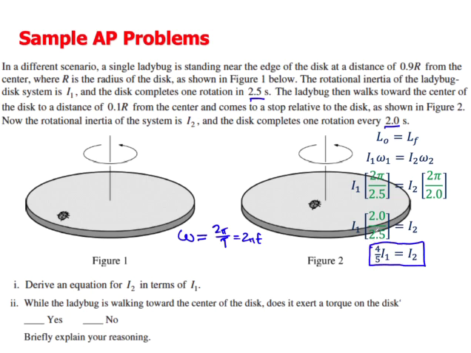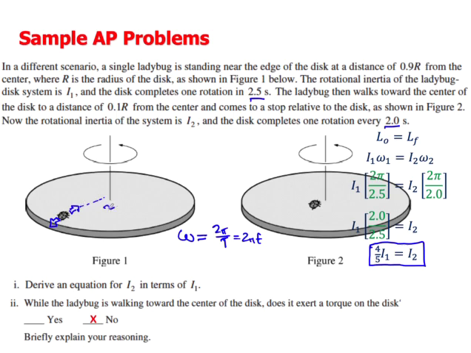Then finally, while the ladybug is walking towards the center of the disk, does it exert a torque on the disk? And the answer is no. You can think about this in a bunch of different ways. The ladybug actually has to pull itself inward as it walks, with equal and opposite forces applied to the disk. So you could simply state that the force applied by the ladybug should be along this radius vector.